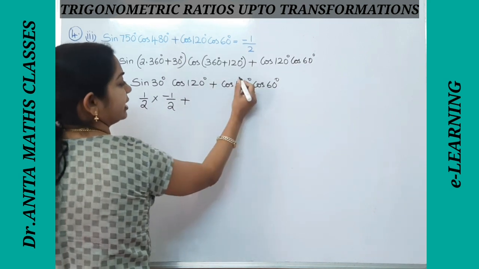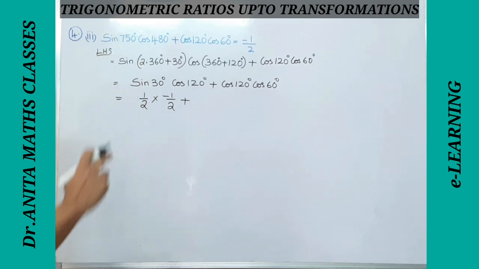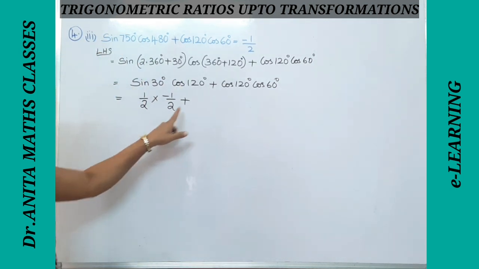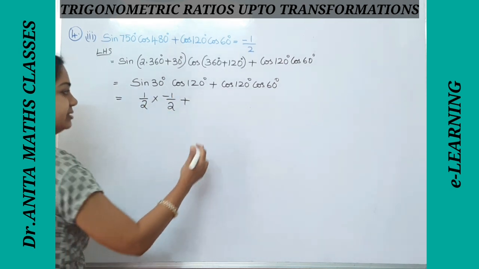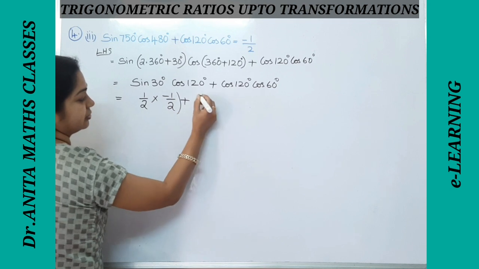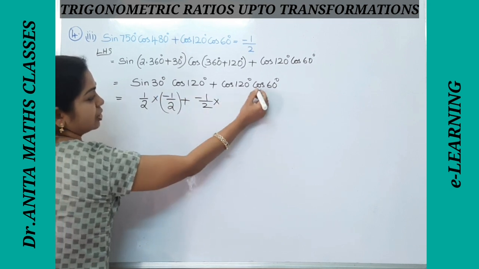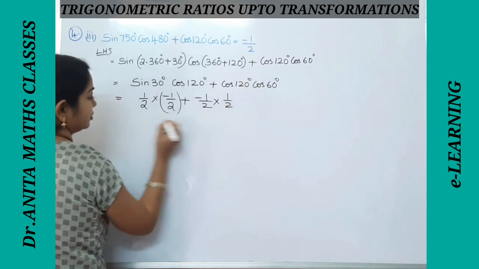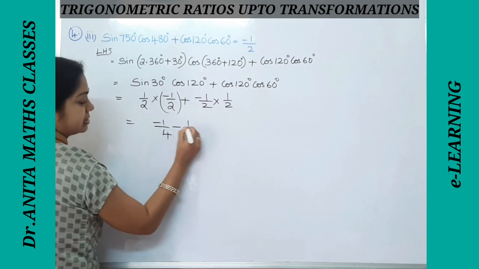Also you can take it as 180 minus 60, in the second quadrant, where cos is negative, so you get minus half. You can take 90 plus 30 or 180 minus 60; either way you get minus. So cos 120 is minus half, into cos 60 degrees. Cos 60 is again sin 30, that is 1 by 2. So if you multiply, minus 1 by 4, minus 1 by 4.